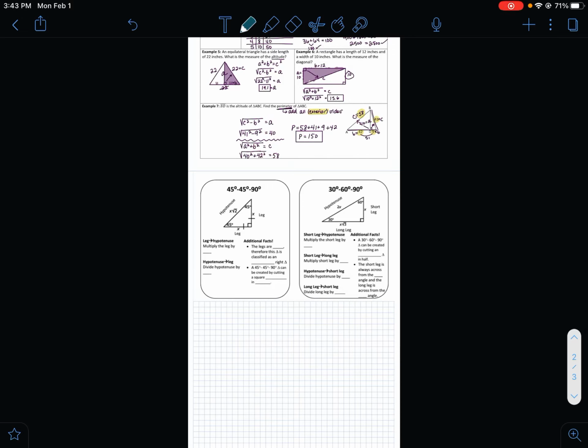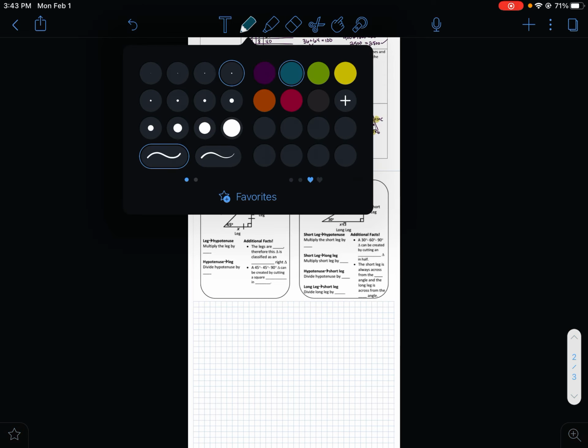Okay, let's go ahead and jump into special right triangles notes.